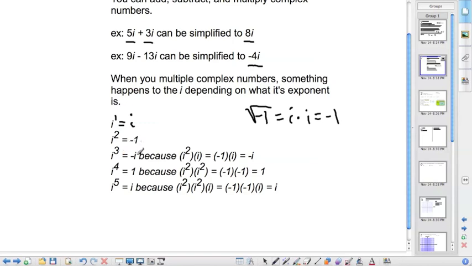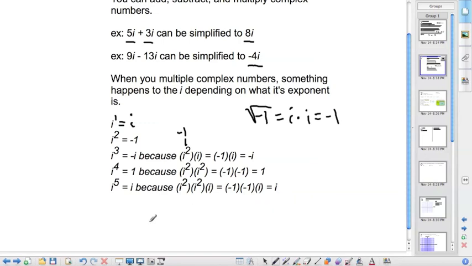i to the third is -i because you have i squared, and we know that i squared is -1. And -1 times i is -i. i to the fourth is 1 because i squared equals -1 times -1, which equals +1. And then you have i to the fifth, which is equal to i, because you have i squared times i, equal to -1 times -1 times i, which equals i.